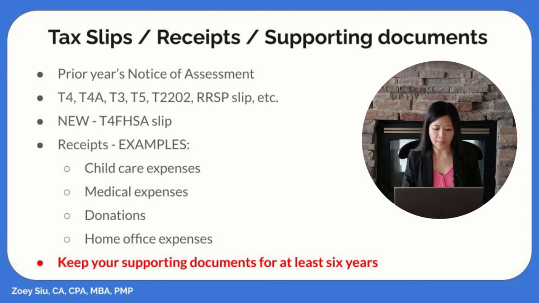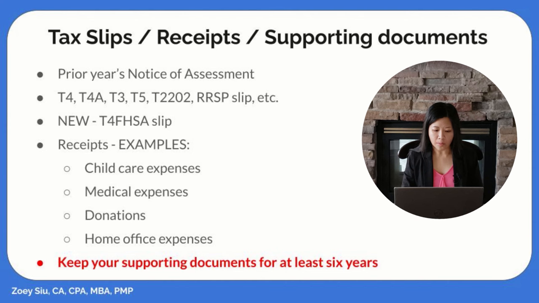I always start by reviewing my notice of assessment from the previous year to see if I have any carry forward amounts. For example, RRSP contribution limit and unused tuition amounts. In addition to T4, T3, T5, you may also have receipts for medical expenses, donations, or child care expenses.